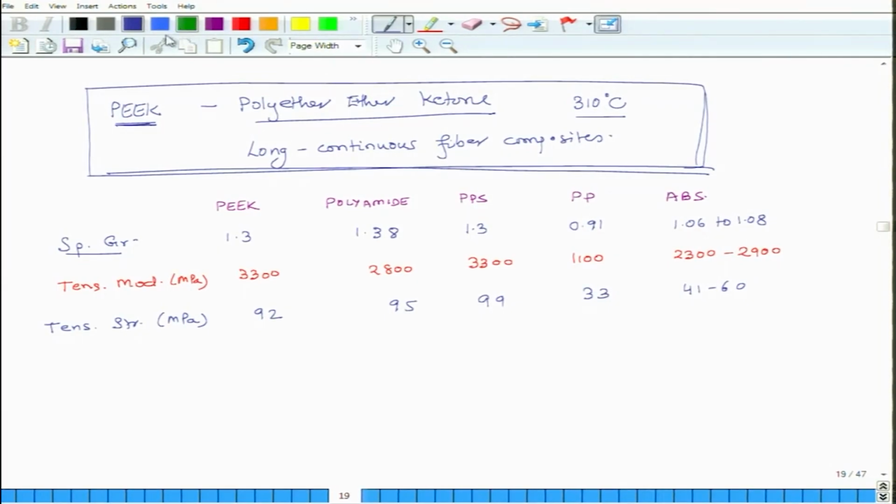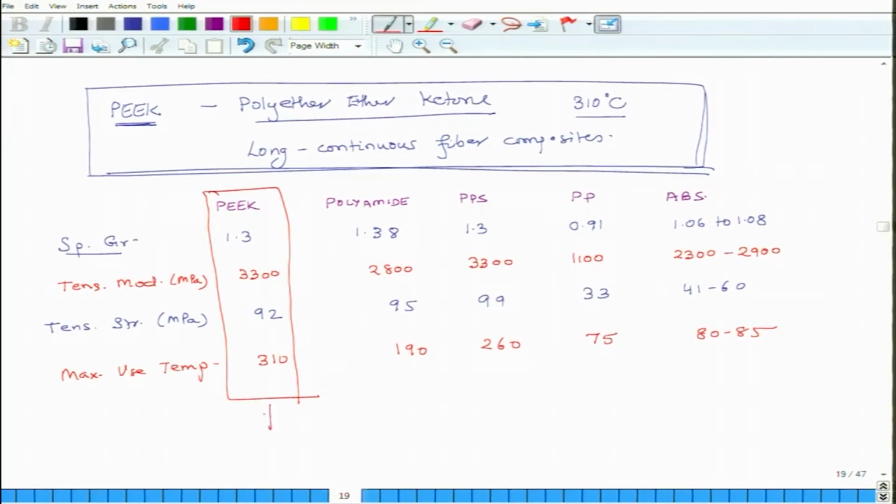And the last thing I will write here is use temperature, max use temperature. Okay. So, this is where PEEK is very important, 310 degrees, 190, 260, 75, and this is 80 to 85. So, this is what makes PEEK distinctive. It can take a lot of high temperatures, and that is why it is popular in aerospace applications.